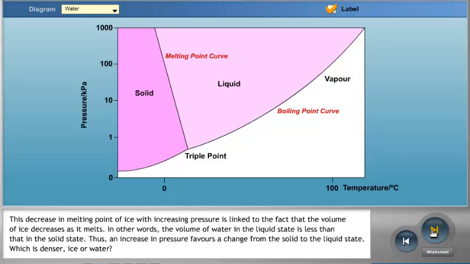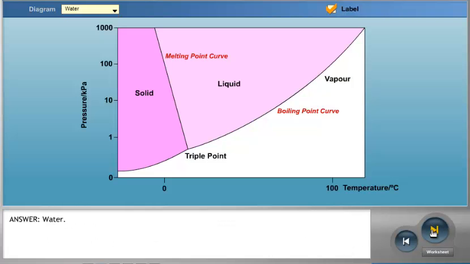This decrease in melting point of ice with increasing pressure is linked to the fact that the volume of ice decreases as it melts. In other words, the volume of water in the liquid state is less than that in the solid state. Thus, an increase in pressure favors a change from the solid to the liquid state. Which is denser, ice or water? Answer: water.